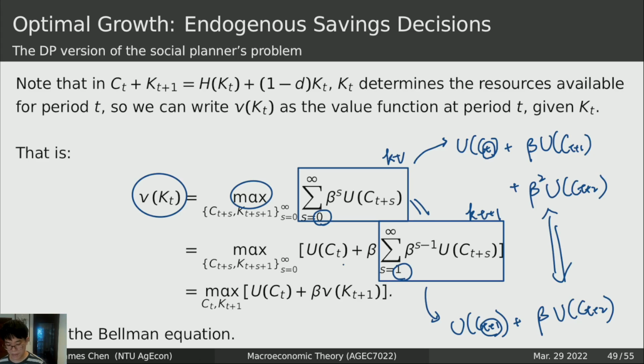So what that means is that these things after the maximization are V of KT plus 1. That's just another value function, so I make the function recursive. V of KT equals the max over CT and KT plus 1 of U of CT plus beta times V of KT plus 1. And this is called the Bellman equation.